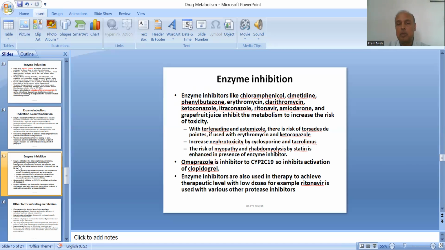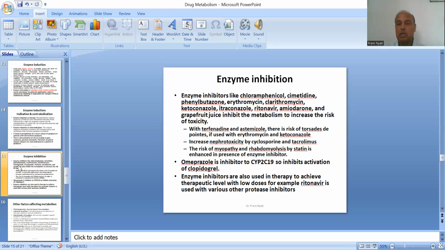There is increased risk of nephrotoxicity by cyclosporine, tacrolimus. The risk of myopathy and rhabdomyolysis by statins is also increased in presence of enzyme inhibitors. Rhabdomyolysis, that is the dissolution and disintegration of the muscles. Omeprazole is an inhibitor of CYP2C19, so it inhibits activation of clopidogrel. So clopidogrel can become less effective in presence of enzyme inhibitors like omeprazole.